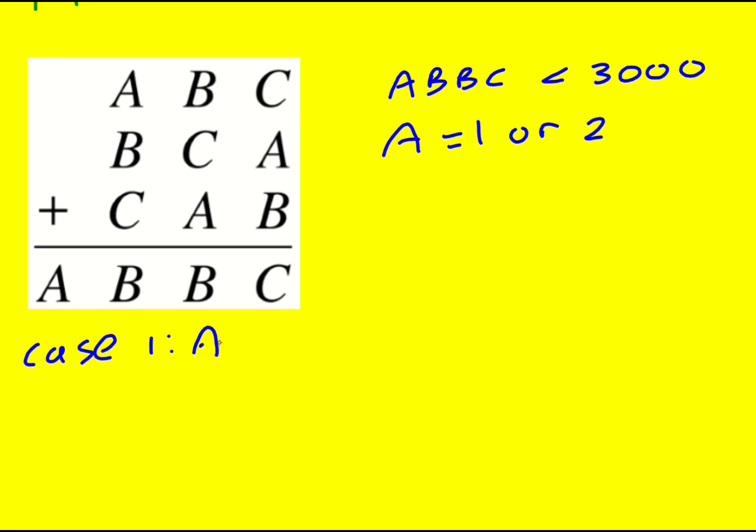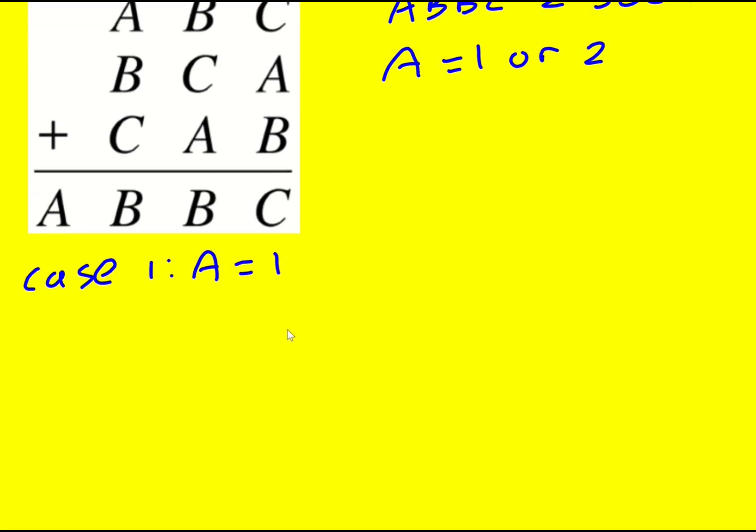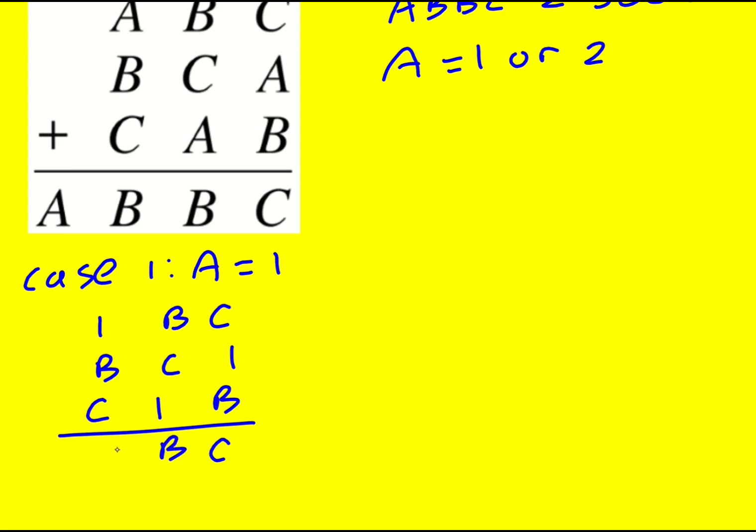Case 1, A is equal to 1. Right, in this case, I've got 1BC, BC1, C1B. Added together. And then we can see that C plus 1 plus B must equal C plus 10. So 1 plus B must equal 10, along the same lines of reasoning as before. So B would have to equal 9.